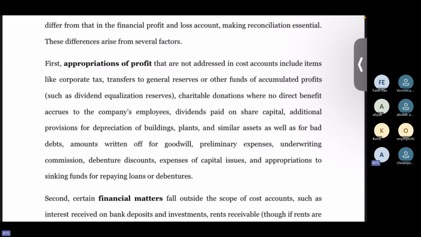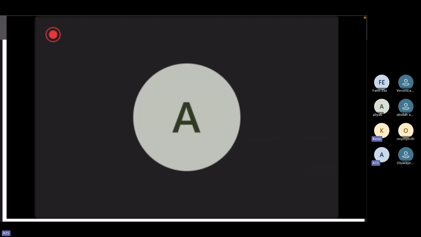Now, let me explain why you are adding an increase in opening inventory. When you're calculating your cost of goods sold, you start with opening inventory, right? You then add your purchases, and then you deduct your closing inventory, and you have your cost of goods sold. This will be better if we have a visual, so let me try to give you one.